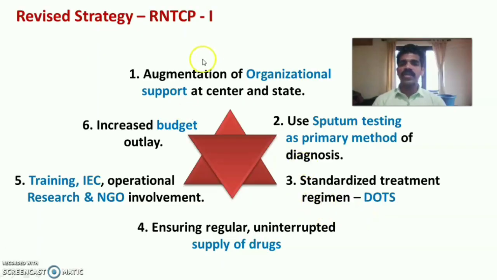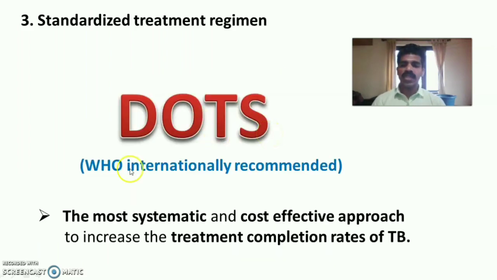So next is the third revised strategy of RNTCP phase 1, that is the standardized treatment regimen for TB management with DOTS, direct observation treatment short course. It was recommended by WHO, World Health Organization. It is the most systematic and cost effective approach, which helps to increase the treatment completion rates among TB patients. So DOTS, internationally recommended by WHO, is the most systematic, evidence-based, scientifically proven treatment and management for TB patients.